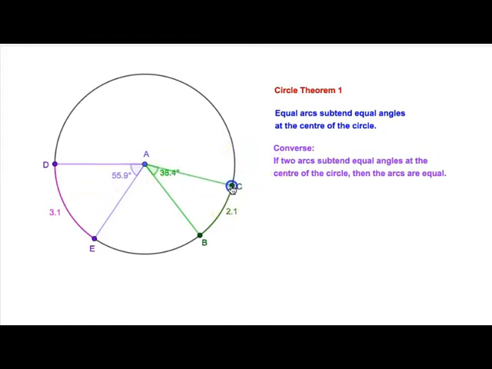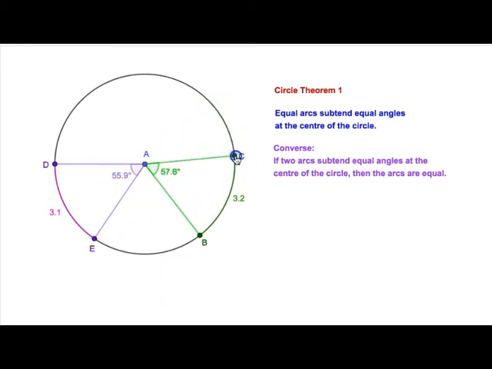Now if I change the size of the arc, so now the arc is 5.5, the angle in the middle is roughly 90. So this makes sense, because what is the formula for arc length? Remember, the formula for arc length is theta over 360 times 2 pi r. So if the angle at the center is the same, then you would have the same arc lengths.